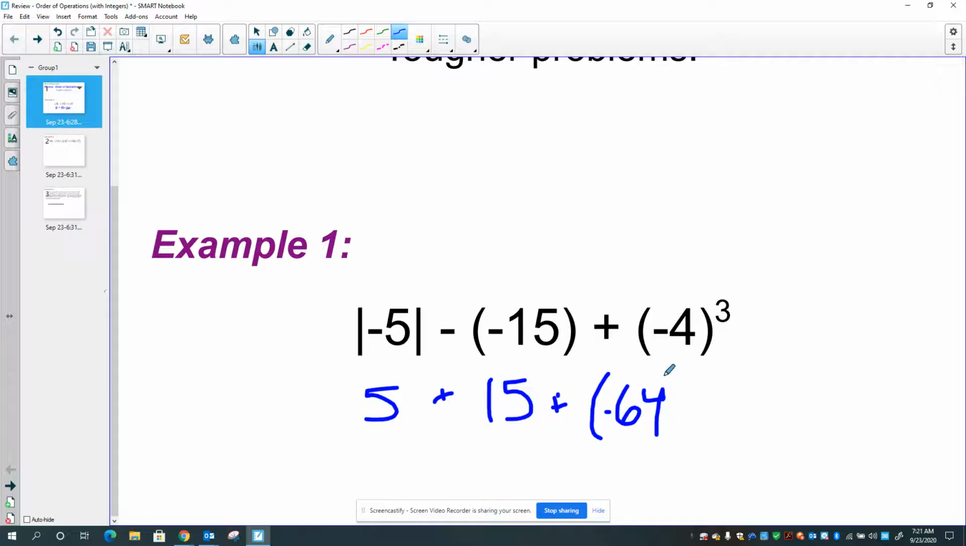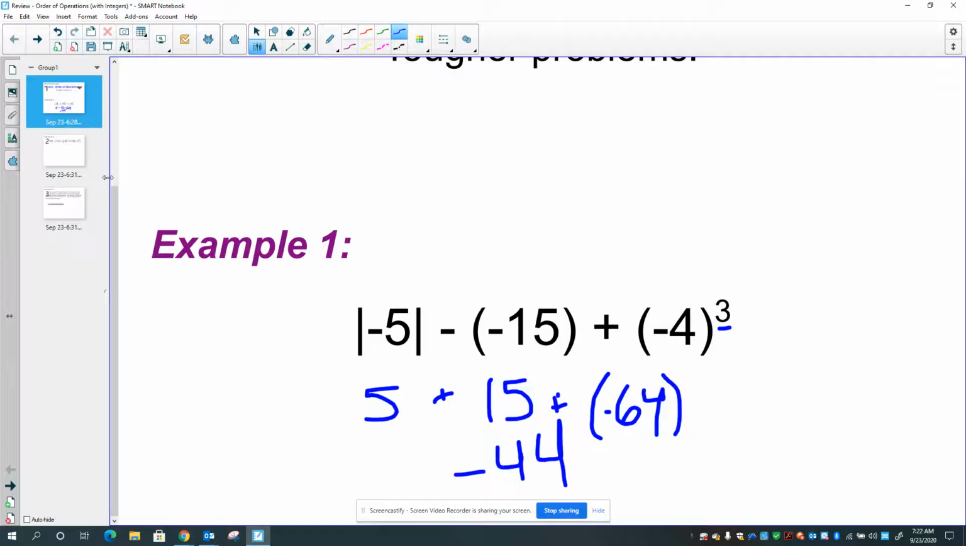It's -4 to the third, right? Negative times 4 times 4 times 4, but it stays negative because our exponent is odd. And once you get here, the problem's pretty simple. You're just going left to right here. So 5 plus 15 is 20, and then 20 plus -64. So 20 minus 64 just gives us -44 as our answer. So there it is. First one's done.